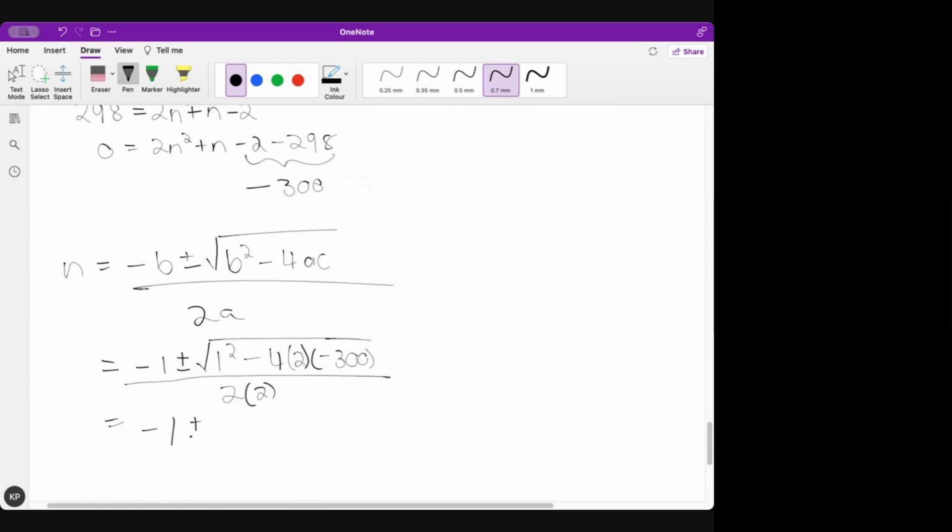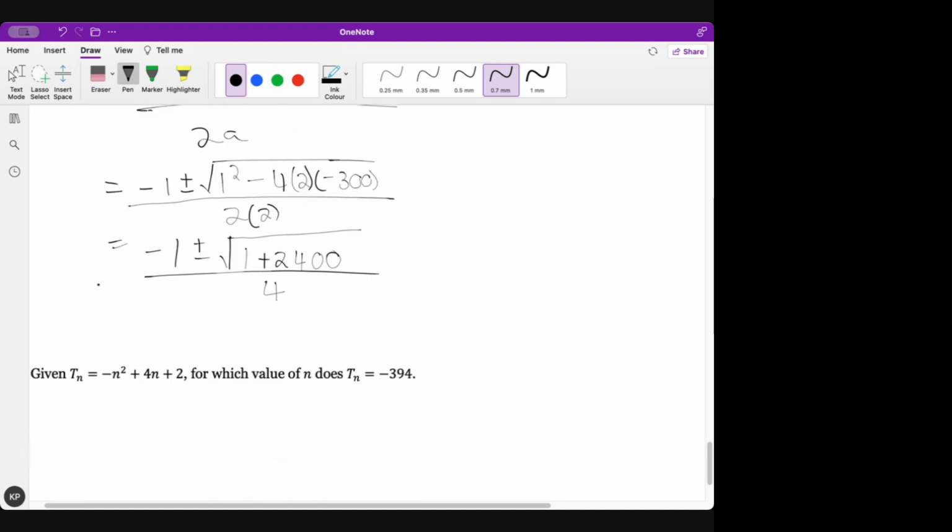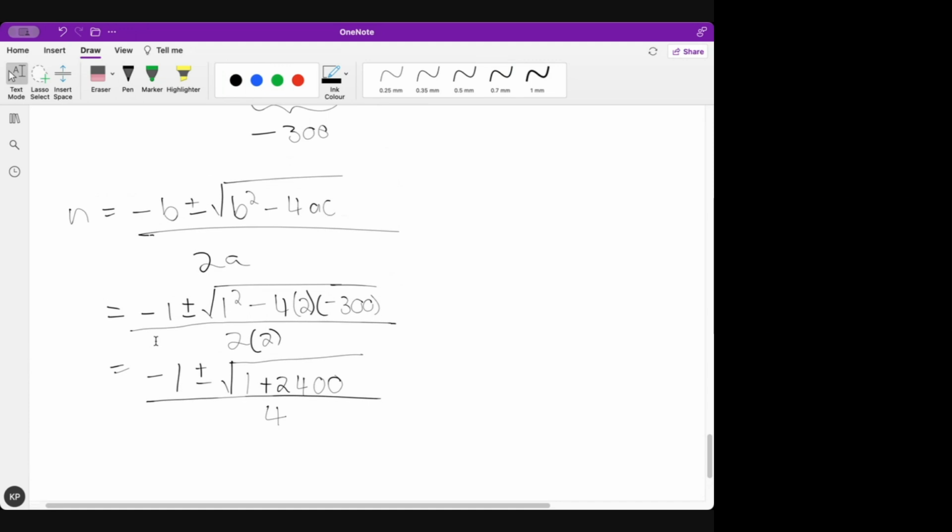Negative 1 plus or minus the square root of 1 plus... what's 4 times 300? Even this one looks suspicious, guys. Matsidiso also got 12.5. Even this one, I'm suspicious. Let me erase this to make more space.